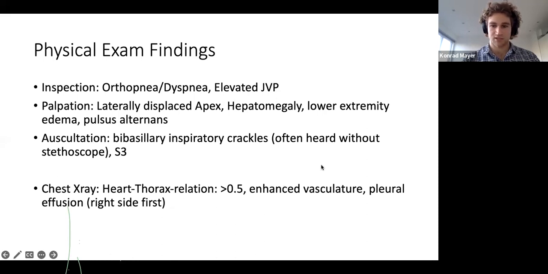So in the chest X-ray, a classical finding, also oftentimes asked in tests, is the heart-thorax relationship. In a chest X-ray, the heart will be wider than half of the chest. You'll see enhanced vasculature and a pleural effusion. It starts on the right side. This is also sometimes a classic exam question because the pleural space has a more negative pressure on the right side. So that's why, if it's a regular pulmonary edema because of heart failure, it'll sometimes collect on the right side first.